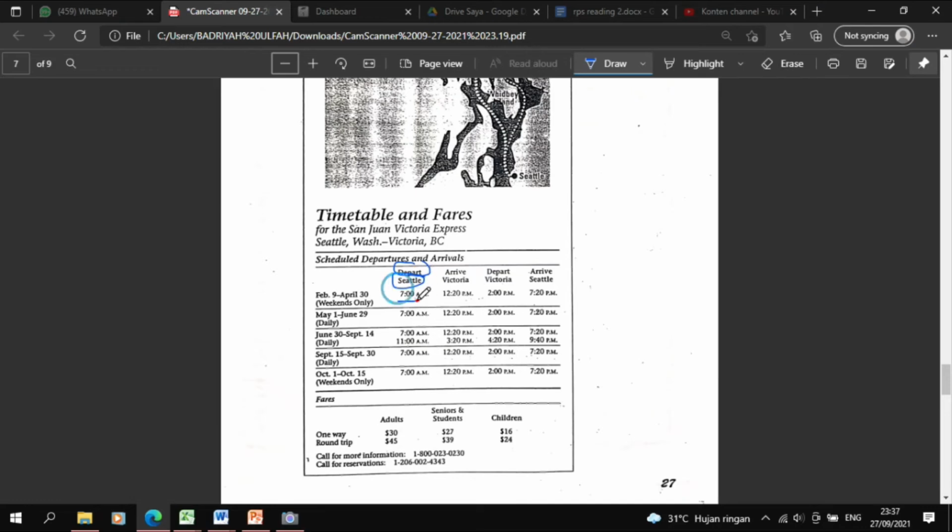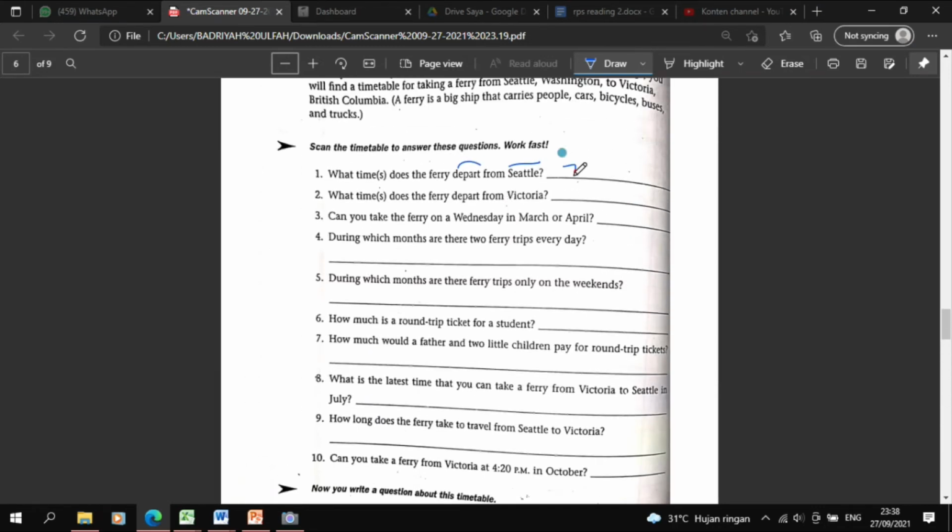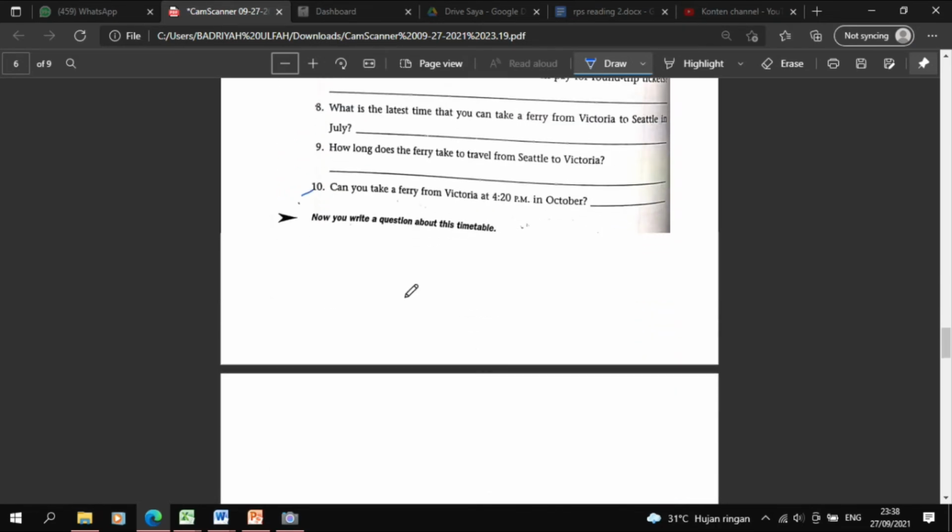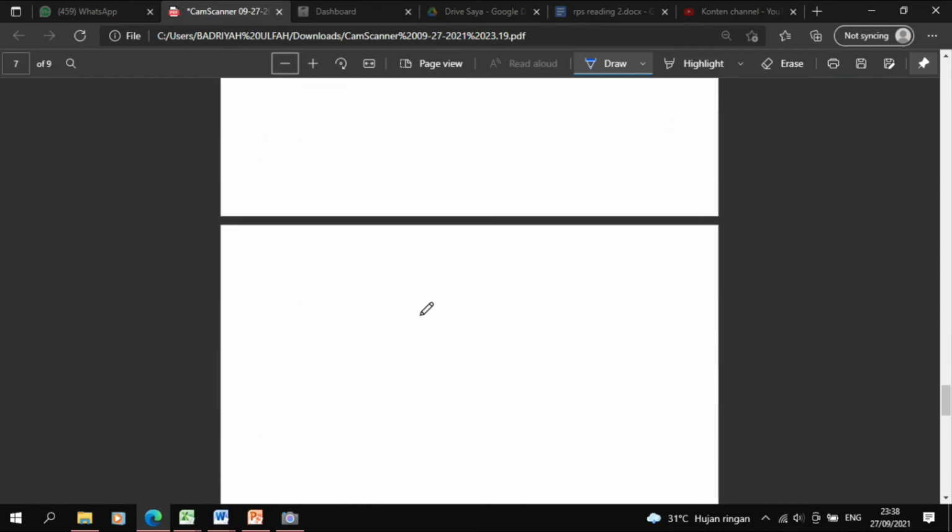Always at 7. Yeah, 7, 7, 7, 7. 7 a.m. and then 11 a.m., from June to the 30th of September. So only 7 and 11. So that's why the answer is 7 a.m. and 11 a.m. Okay. So that's number 2 until number 10. Okay. Let's go to the next one.